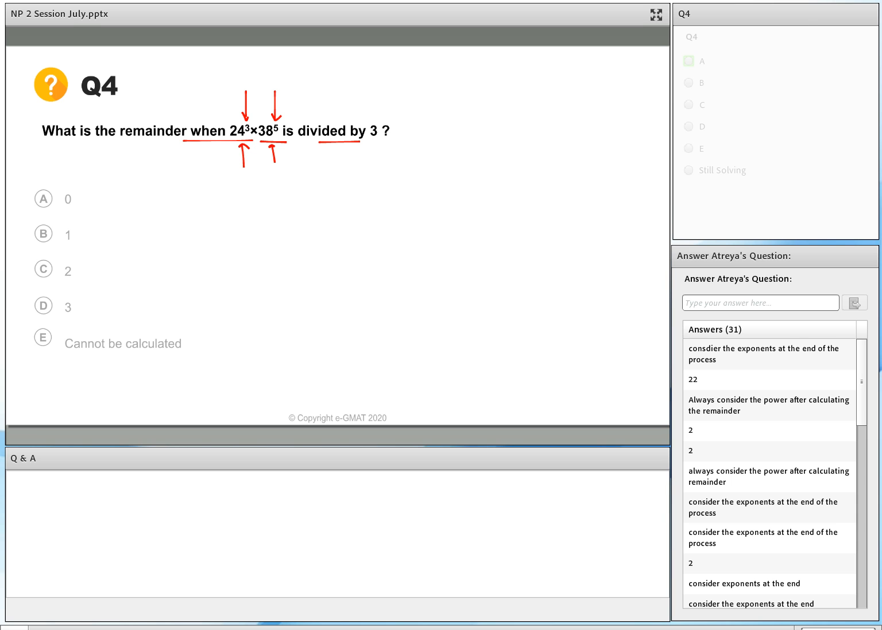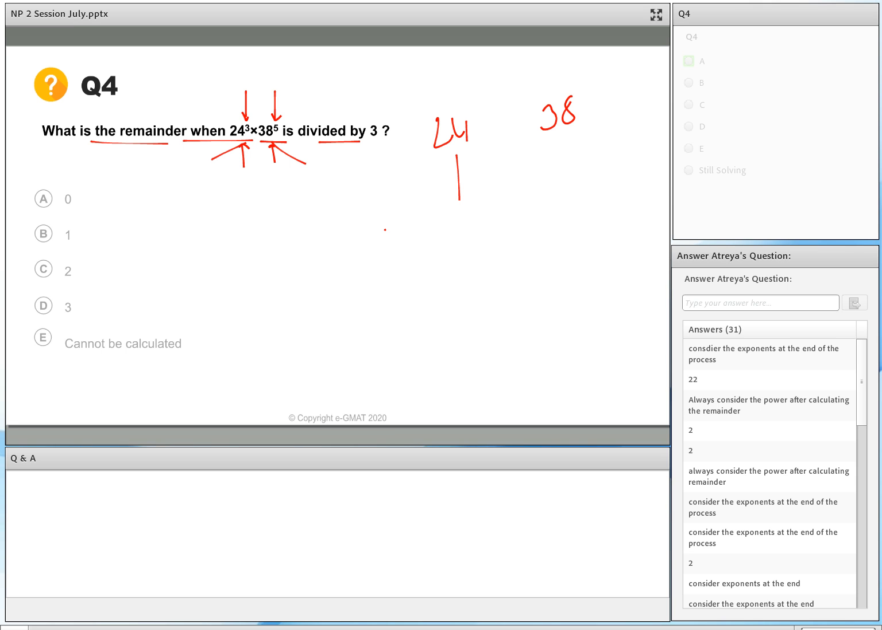Okay, now let's move on. I'm going to end the poll. Now let's move on to the next part of this question. Now, what is the remainder? I need to calculate the remainder. What did you write? I need to first calculate the remainder, then bring in the exponent. So what two numbers do I have? I have 24 and 38.